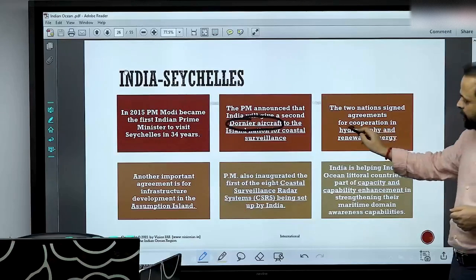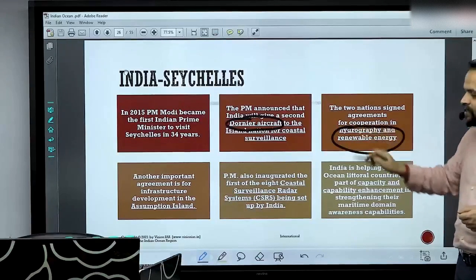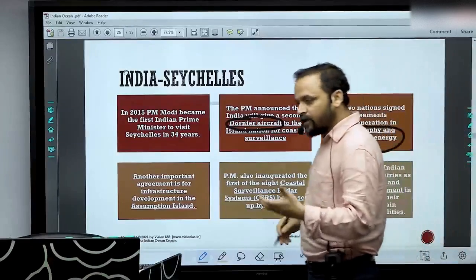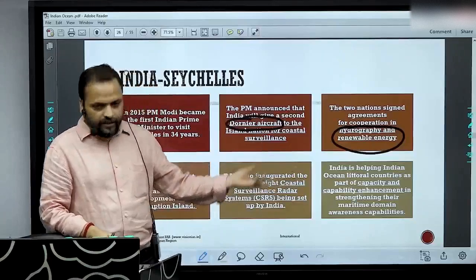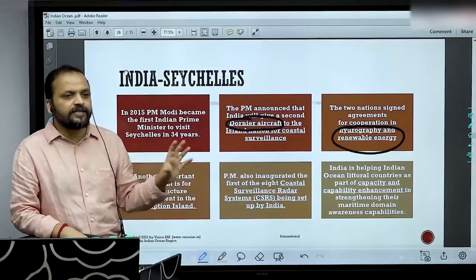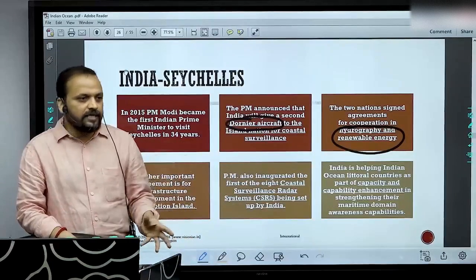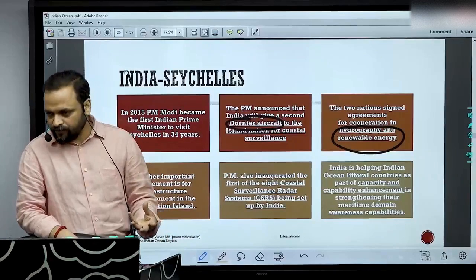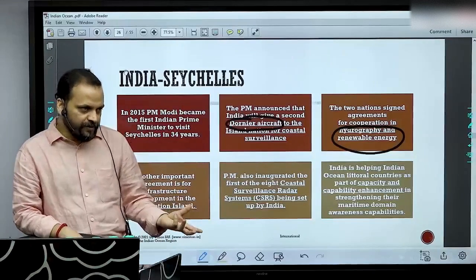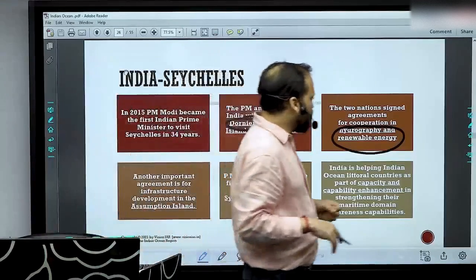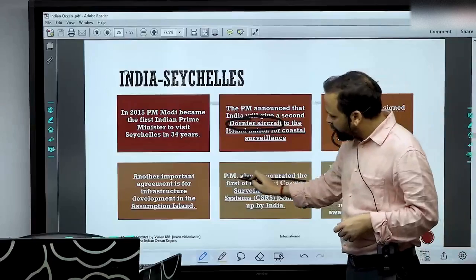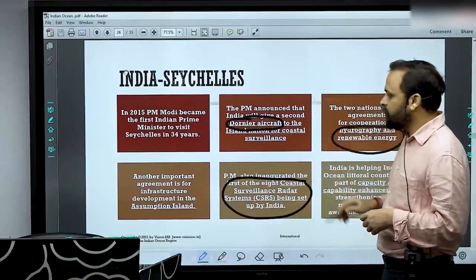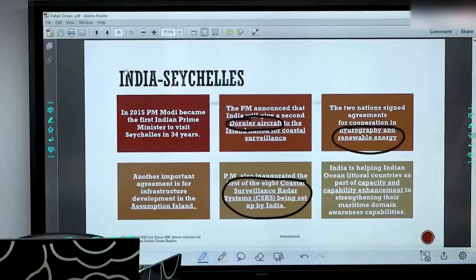All right, we signed agreements on hydrography and renewable energy. These are economic agreements: surveying the ocean, or economic arrangements in the area of renewable energy. What is this an example of? Under the Sagar approach, we also focus on development of the blue economy, economic cooperation. All right. So this is the kind of activity that you will find with these countries. We have also helped many of these countries in the development of coastal surveillance radars.